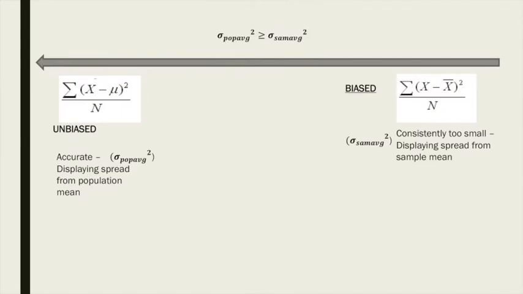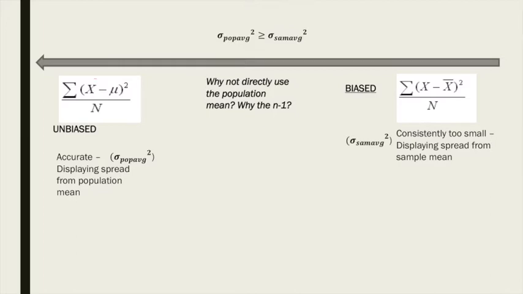As we have already proven that the variance based on the population average will always be equal or larger than the variance of the sample average, they can be displayed on the number line drawn below. And we obtain conclusively a biased variance estimator as shown on the right, which consistently underestimates the variance of the sample values as proven beforehand, and an unbiased variance estimator on the left, which accurately represents the variance of the spread of the data.